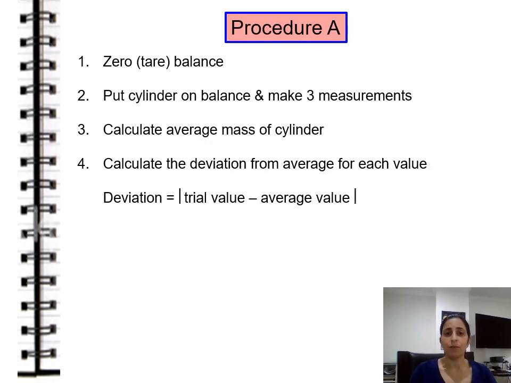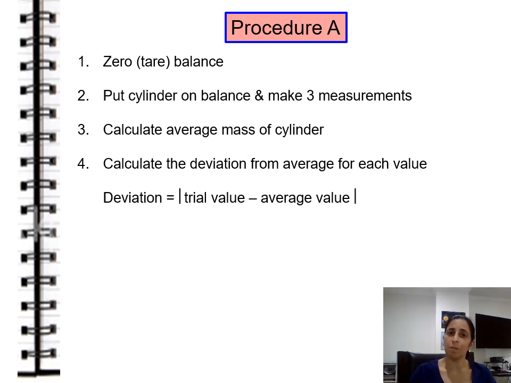All right, so in the first part, notice what I'm going over with you is a procedure of what we will be doing in this class. So that gives you an idea of how to write a procedure. We're going to zero the balance first, and then we're going to take our aluminum cylinder, put it on the balance, and make 3 measurements of it.